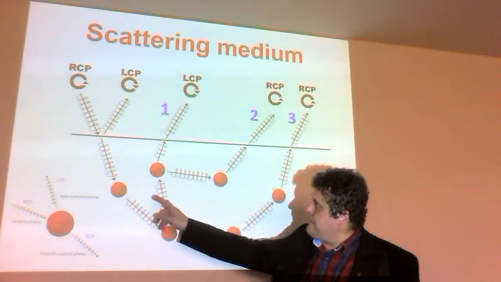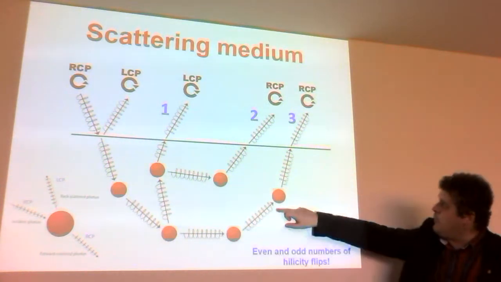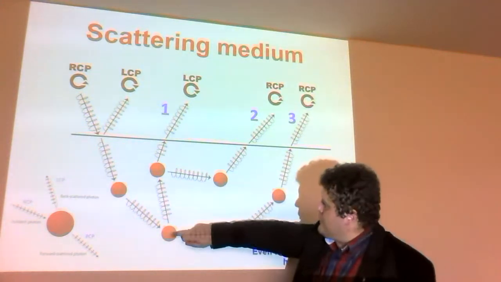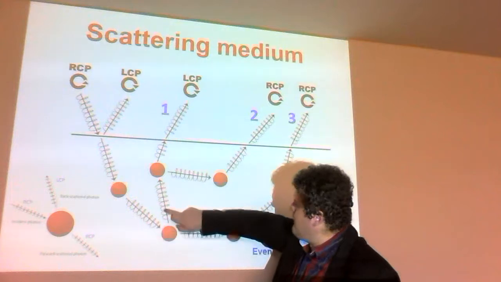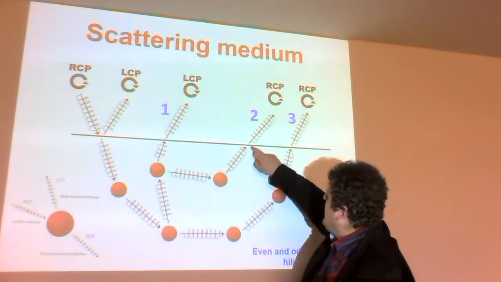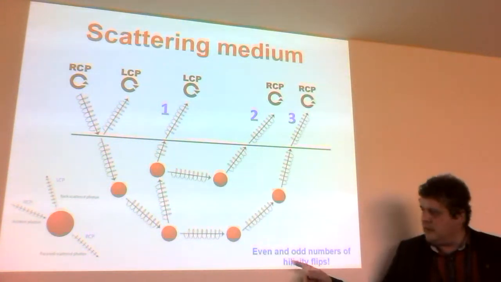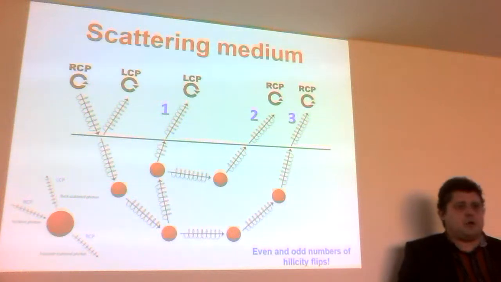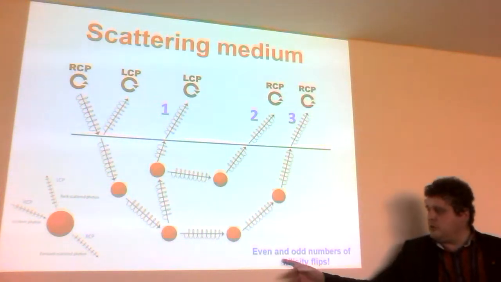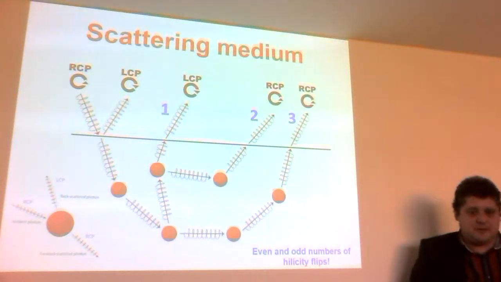In the other scenario, it's scattered forward, forward, forward, forward, and it will preserve helicity. And there are also times when it's scattered several times back, and it will again preserve helicity. And thus, if we want to count what polarization state it will be, we should simply consider even and odd numbers of helicity flips.